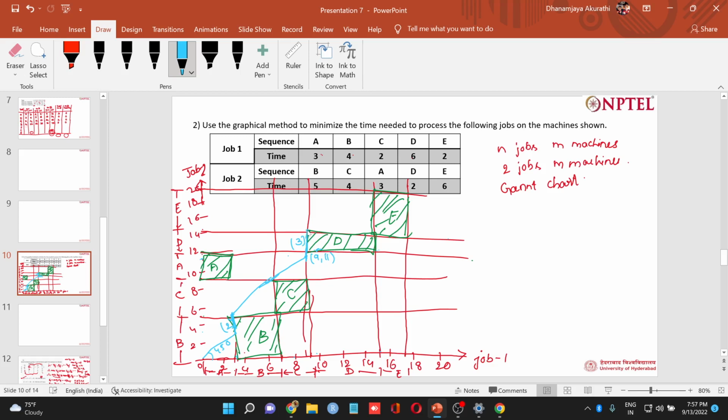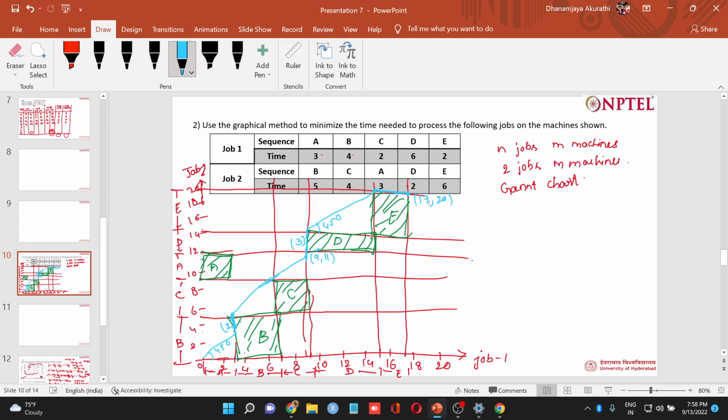Again we need to go 45 degrees, so it goes in this way, and it can hit at this point. After that there is no other way, so we only go to the right side. Finally we reach the final destination point, which is 17 on job 1 and 20 on job 2. Is it okay? So going upward means job 2 is processing and job 1 is at idle state, and going to the right side means job 1 is processing, and at that time job 2 is idle.